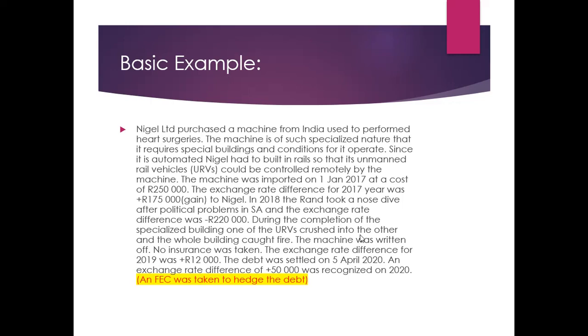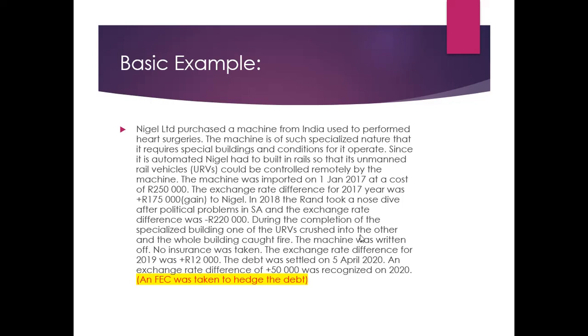So now here, Nigel Limited purchased a machine from India, used to perform heart surgeries, sorry for my punctuation. The machine is of such a specialized nature that it requires special buildings and conditions to operate. Since it is automated, Nigel had to build a rail so that unmanned rail vehicles, URVs, could be controlled remotely by the machine. The machine was imported on 1 January 2017 at a cost of 250,000. The exchange rate difference for the 2017 year, assume that is right, is a gain in exchange rate. So Nigel gained in that transaction, that's why there's a plus there of 175,000.